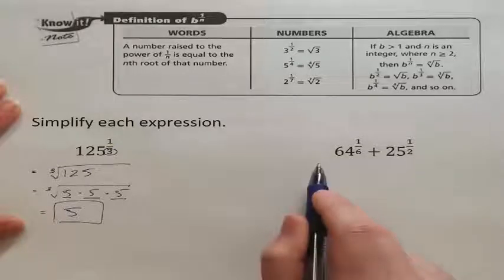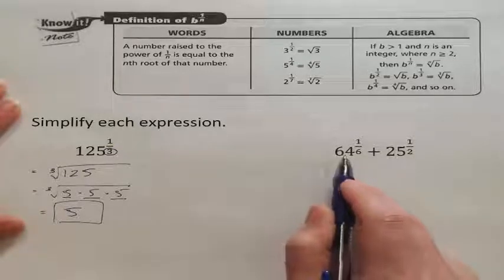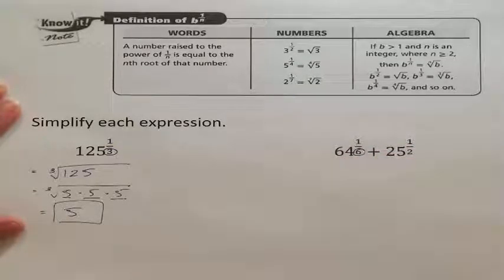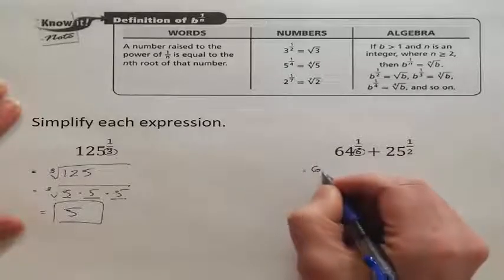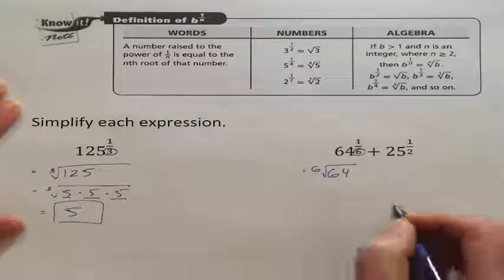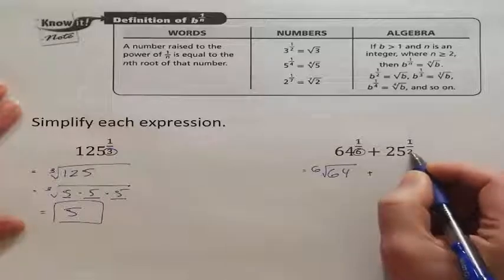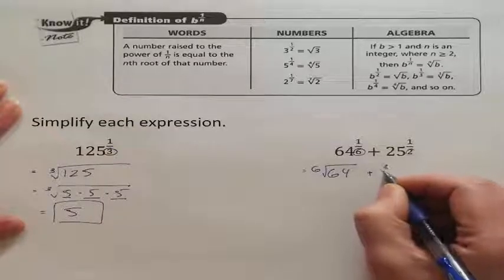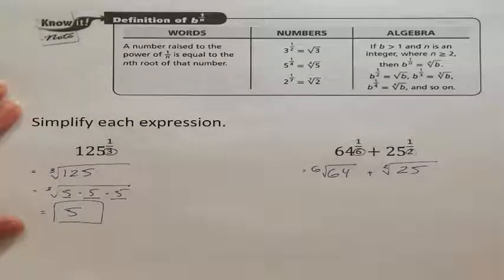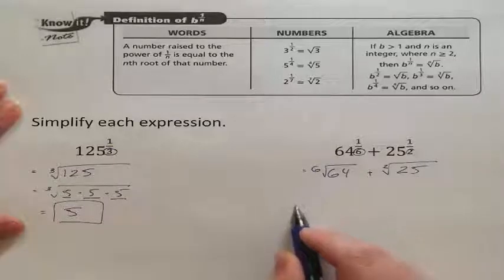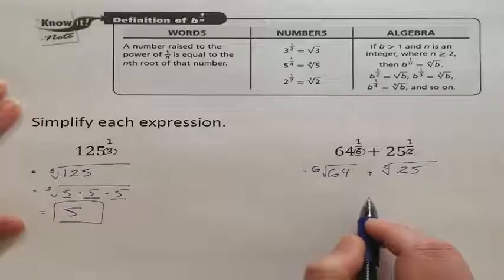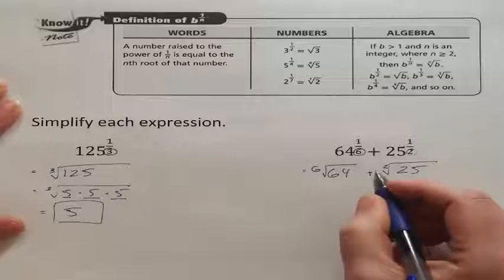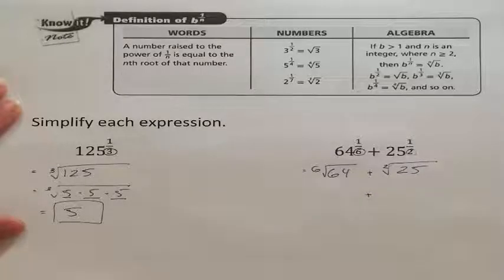So we're actually doing 2 questions side by side. This question over here, this is a 6th root. So this is the 6th root of 64. We're adding that to, this is the 2nd root. So the 2nd root of 25. So now I've got to figure out what is the 6th root of 64. Add that to, what is the 2nd root of 25? So I know I'm going to be adding these together.